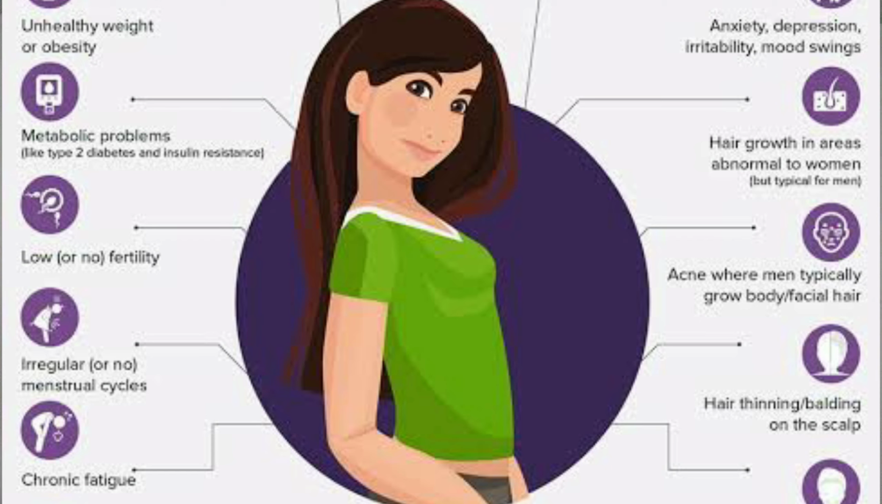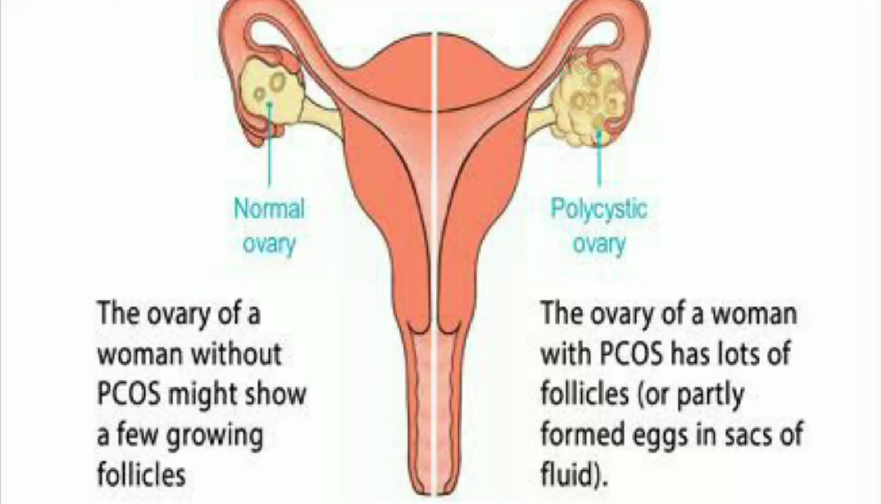Lower abdominal pain can also occur, and there may be thick, dark and velvety patches on the skin. Now, what is the triad of this PCOS? That is irregular menses or amenorrhea. Second one is hirsutism. And the third one is obesity. If these three symptoms are present in a female, then it is a confirmed diagnosis of this PCOD.